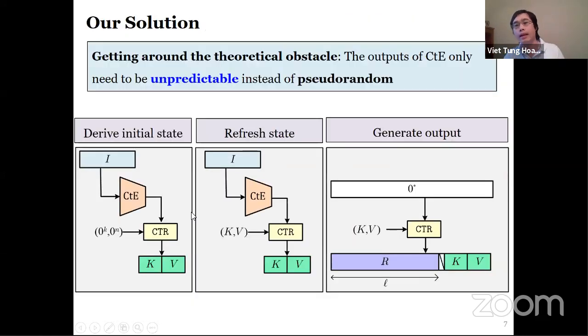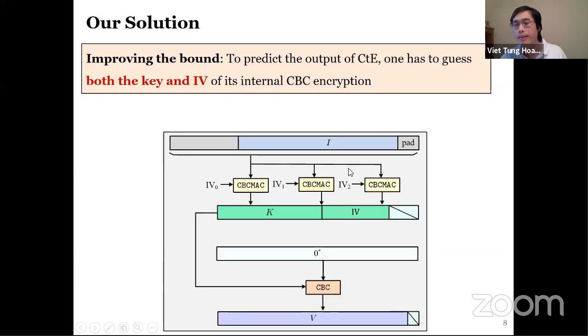To circumvent this theoretical obstacle, we observe that the outputs of CTE will be used to derive a key and IV for the counter mode. And if we model the block cipher as an ideal cipher, then the outputs of CTE only need to be unpredictable instead of being pseudo-random. So we can get around this theoretical issue. This allows us to start analyzing the security of CTE, but the existing analysis of CBC-MAC will give us only a weak bound.